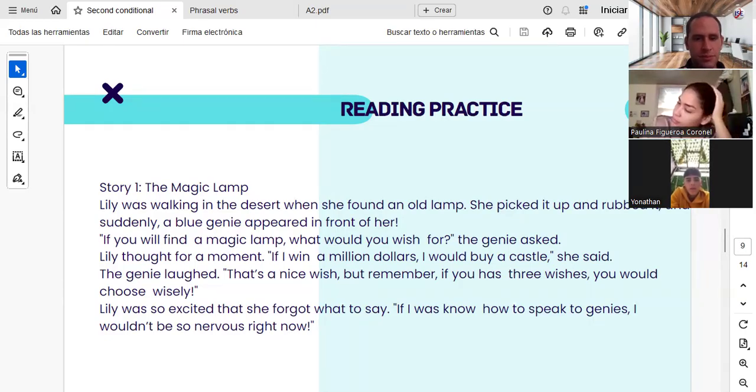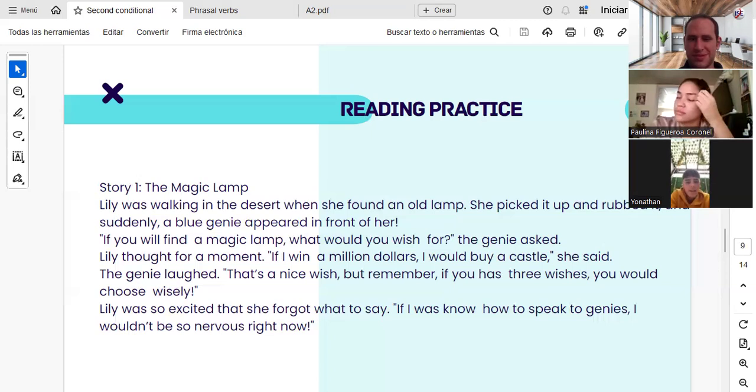If you will find a magic lamp, what would you wish for? The genie. Okay, ask it. Lily thought for a moment. If I win $1 million, I would buy a castle, she said. The genie laughed. That's a nice wish. But remember, if you has 3 wishes, you would choose wisely.